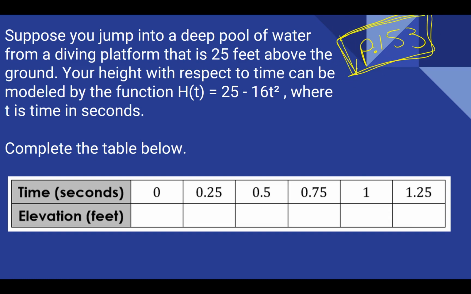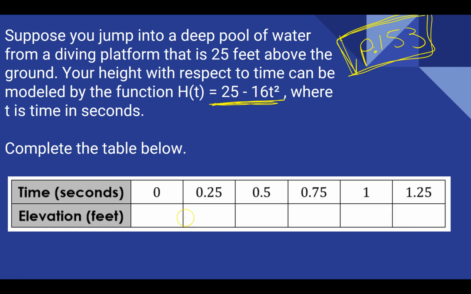All right. So now we have someone jumping into a deep pool of water from a diving board that's 25 feet above the ground. Your height with respect to time can be modeled by the function they gave me, 25 minus 16t squared. I see a t squared, I should expect some kind of curve, right? This is going to be a quadratic. t is time in seconds.